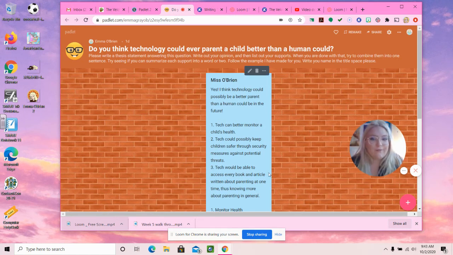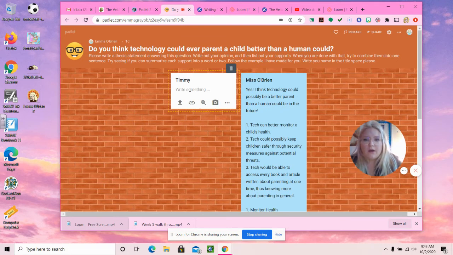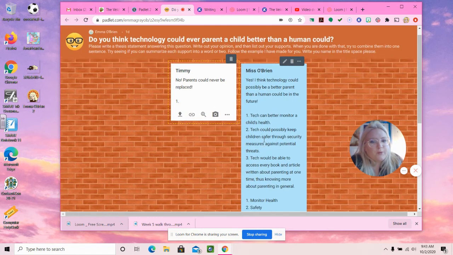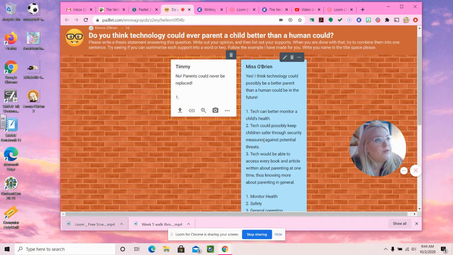The next thing I needed to do is think of my three reasons why I believed that. So I thought about it really hard, and I just made a little numbered list right here. On my little document here, to me, I'd say no, parents could never be replaced. Then I hit enter twice, so I had some room, and now I'm trying to think of my support. I'm going to number them. So when I said yes, my support was technology can better monitor a child's health, which is true. You could probably read your blood pressure and your sugar intake by just looking at you. Human parents anyway can't do that. So that's one reason that I think tech could be a better parent.